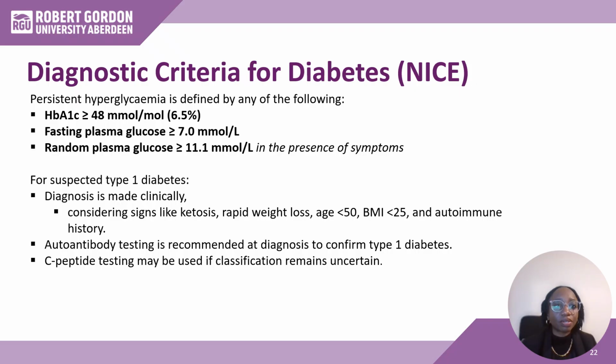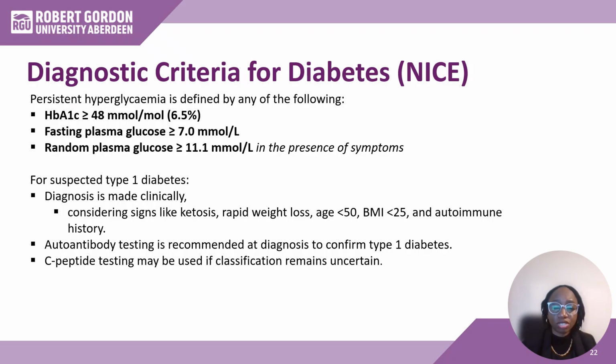Okay. So for suspected type 1 diabetes, which is what I'll be covering in the next part of this talk, diagnosis is made clinically and considers signs such as ketosis, rapid weight loss. Normally, the patients are below 50 years of age. They have a low BMI of less than 25, and most of them also sometimes have an autoimmune history. There could also be autoantibody testing that can be recommended to confirm type 1 diabetes.